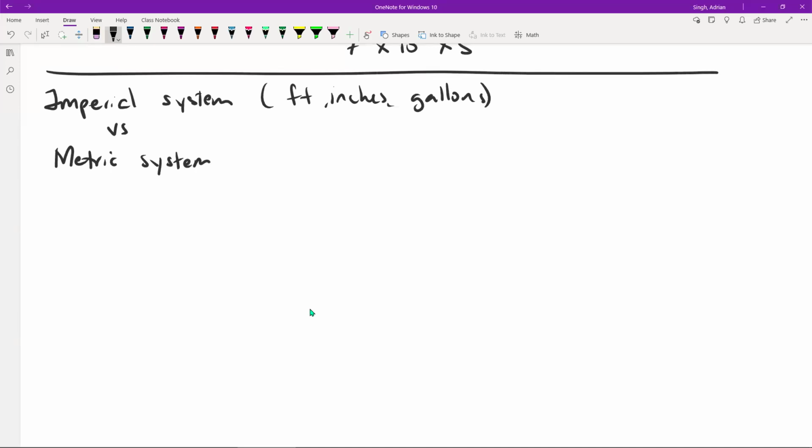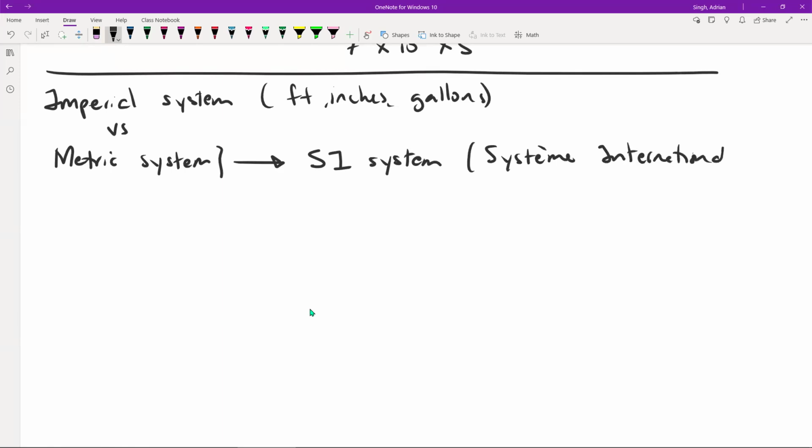The metric system was developed back in the 19th century, so it's the 1800s, and since then, the metric system has evolved into what is known as the SI system. SI stands for Système International. It's a French phrase, and that's where the SI comes from. Sometimes we say the international system of measurements, where we swap the S and the I.